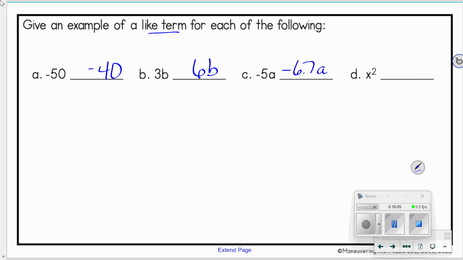I thought you said bx squared. Yeah, you need some different number in front of it, yes. I did x cubed. No, that would be different. That's not a like term. Again, for a like term, it has to have the same base and the same exponent. So that's why for b, I could not have put 3b squared. That would not be a like term, because now I've changed the power. You can't change the power for like terms. Like terms have the same power.